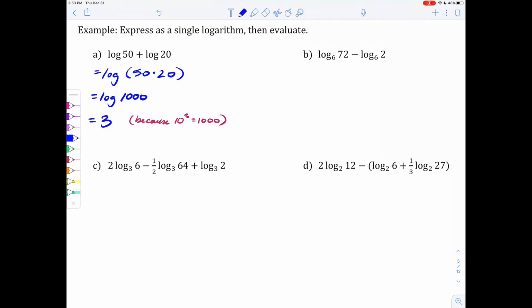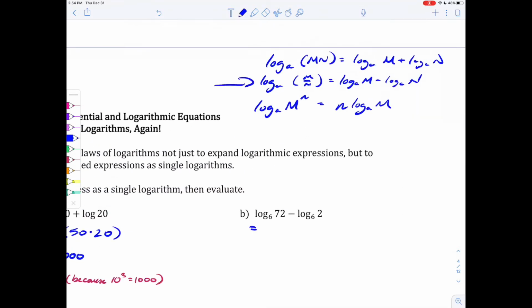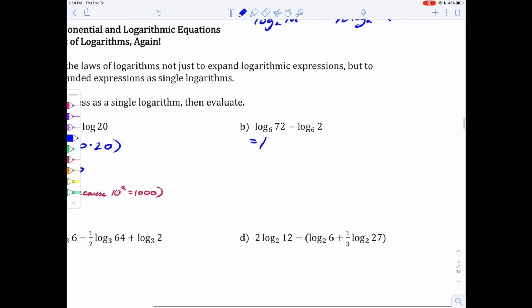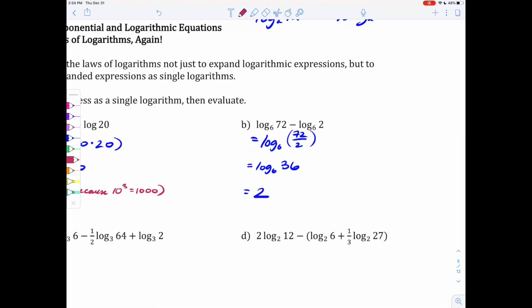Well, hopefully you paused and you're resuming now, because I'm going ahead. Here I've got a difference between two logs, which means I'm probably dealing with the quotient law right there. So I condense these as the log of their quotient. I simplify inside the brackets to get 36, and log base 6 of 36 is 2, because when we take that base to the power of 2, we get that log's argument.